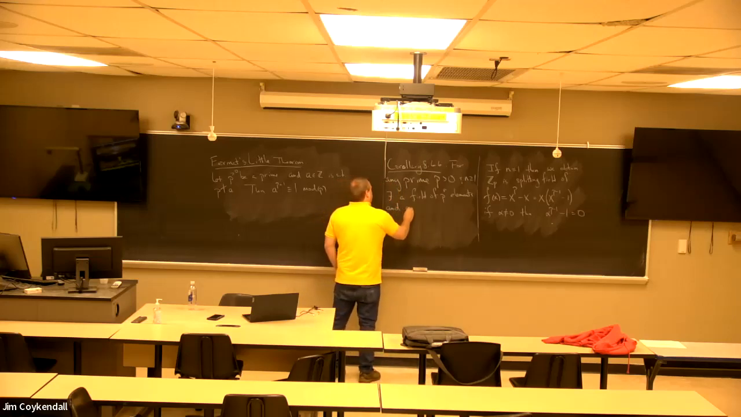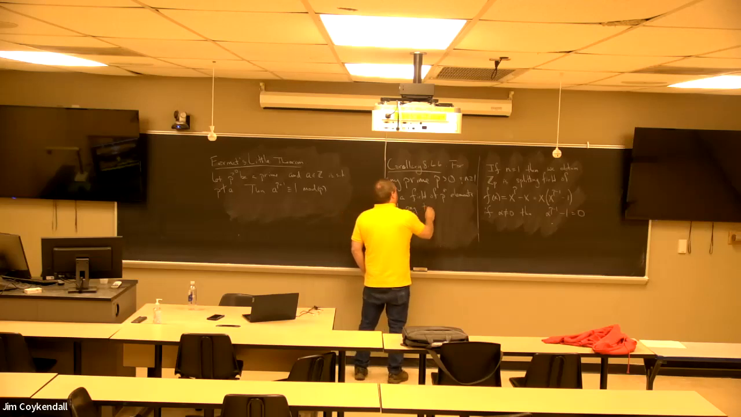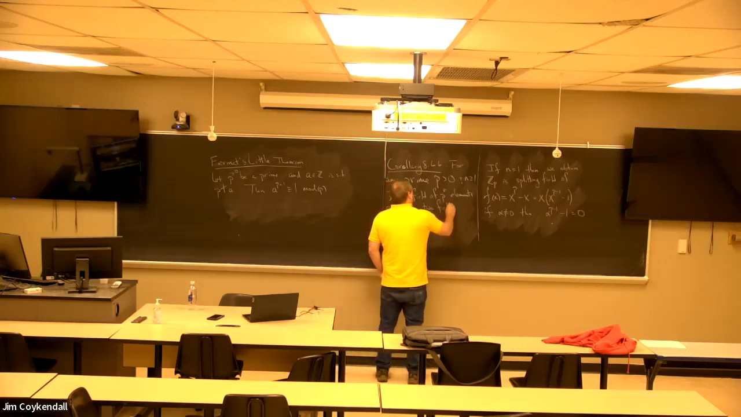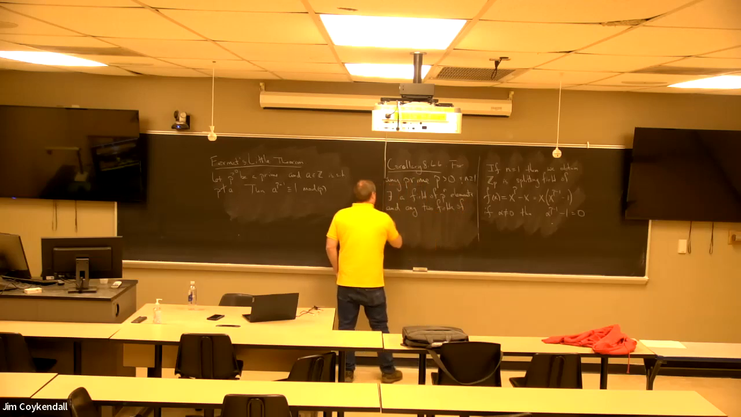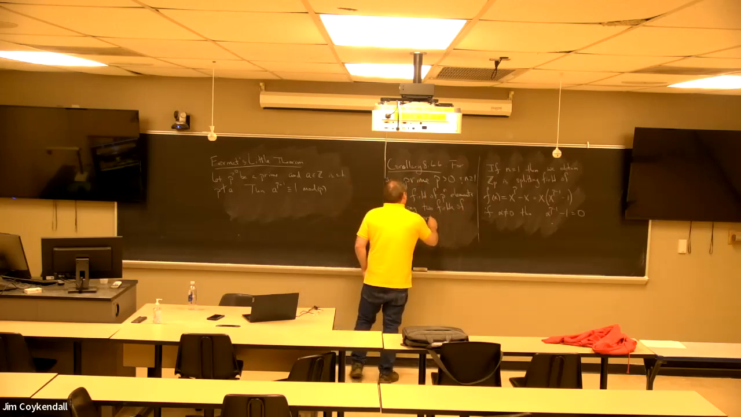and any two fields of p to the n elements are isomorphic.